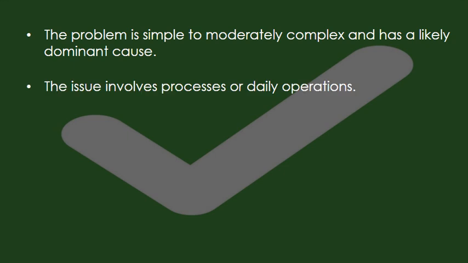The issue involves processes or daily operations. Problems involving people, handoffs, communication, or unclear procedures are well suited to the 5 Whys. For example, why are reports consistently submitted late? Why do handoffs between departments repeatedly fail? Asking why helps uncover issues such as missing processes, unclear responsibilities, communication gaps, or conflicting priorities.